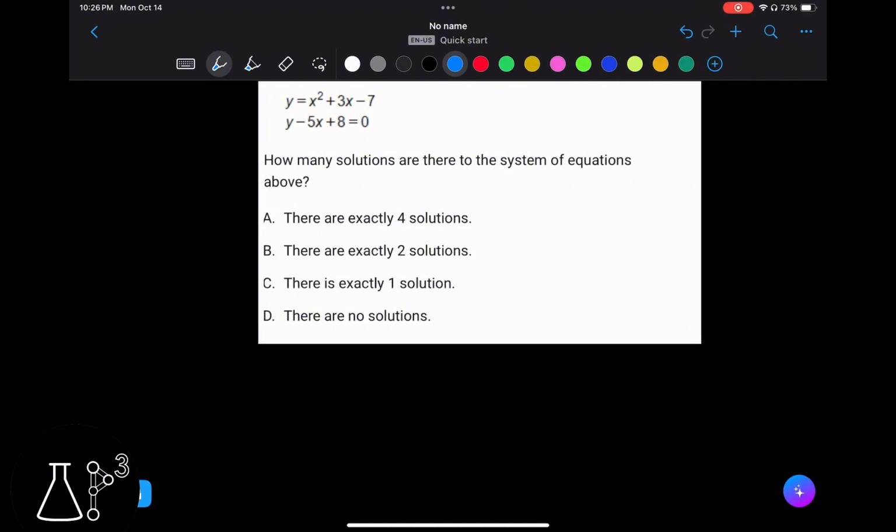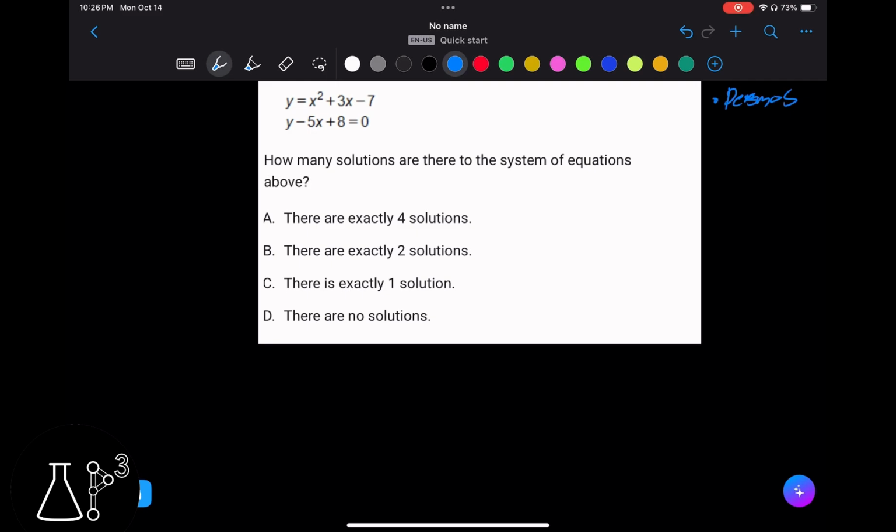Okay, so this is a decimals question, but as always, let's do it regular to look for the answer. I'm given two equations, y equals x squared plus 3x minus 7, and y minus 5x plus 8 equals 0. And they're asking us how many solutions there are to the system of equations above.